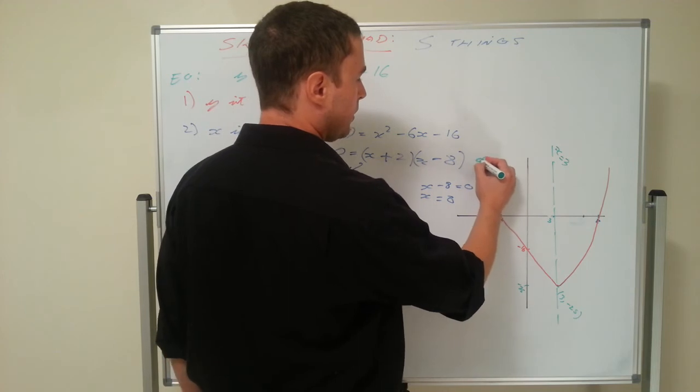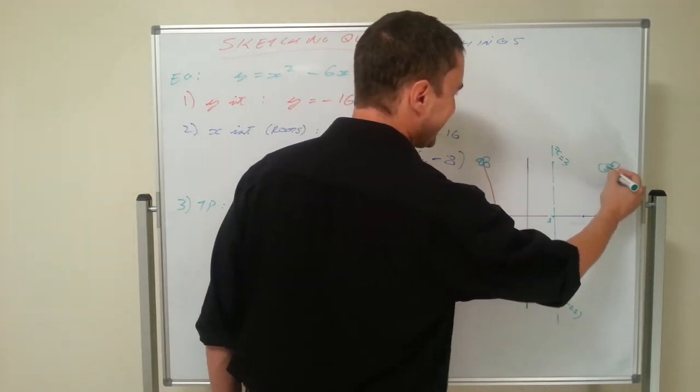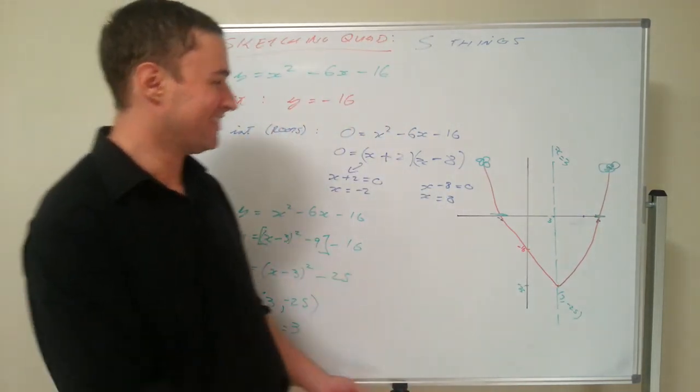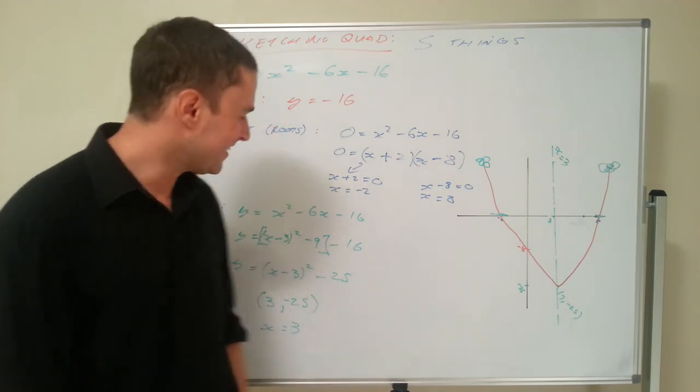The roots are where the flowers go into the ground. So they go into the ground there. There's my 2 roots. Okay, alrighty.